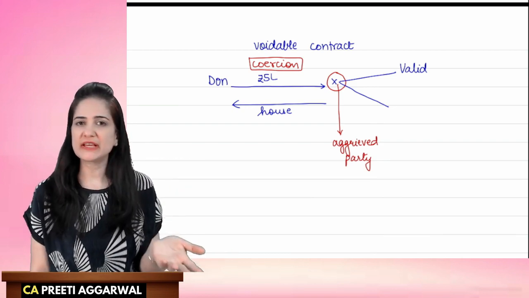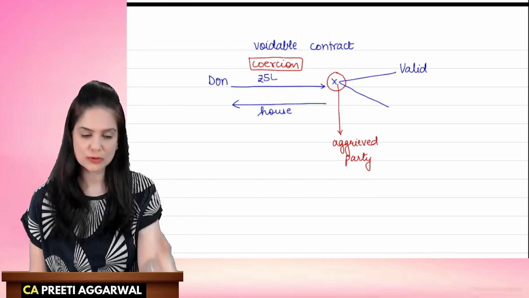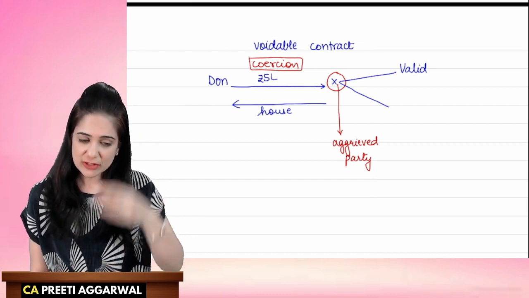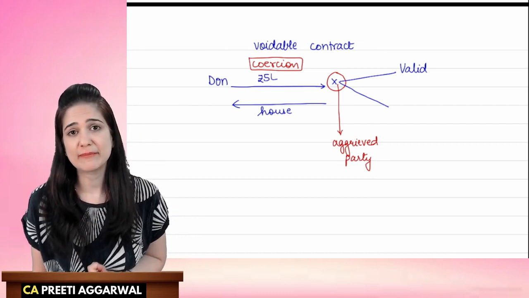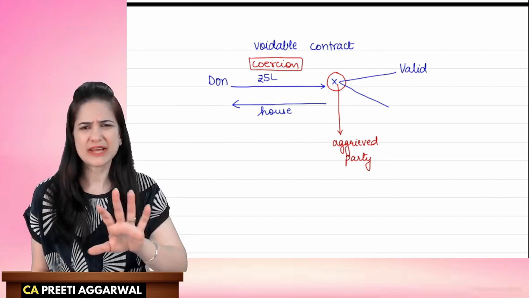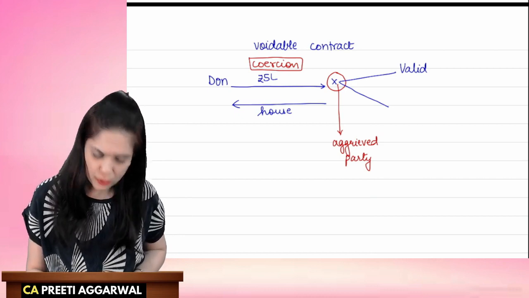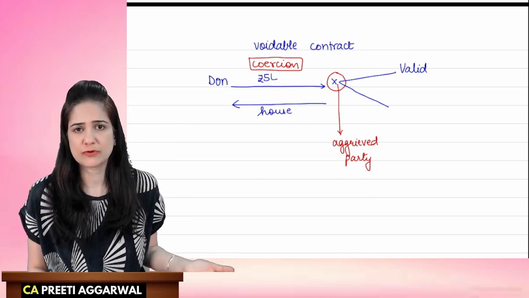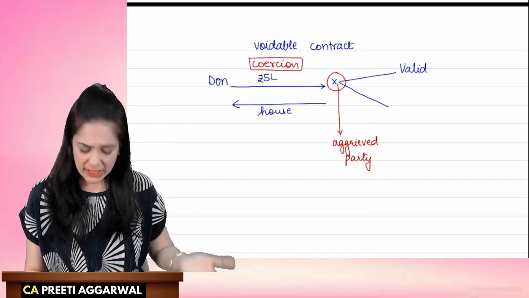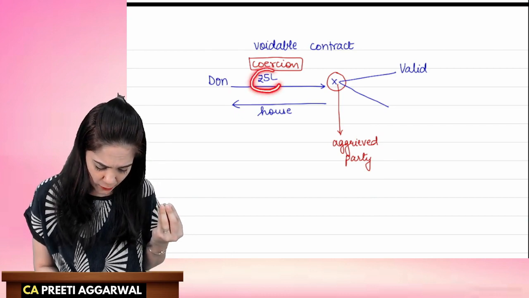So X may feel that, "Arey yaar, let it be, ghar gaya to gaya, jaan to bachi. Even though I have lost the house, at least my life is saved." So he decides to keep quiet and treat the contract as valid. Or he can go to the court and he can prove that coercion was used. He can use this inadequate consideration.